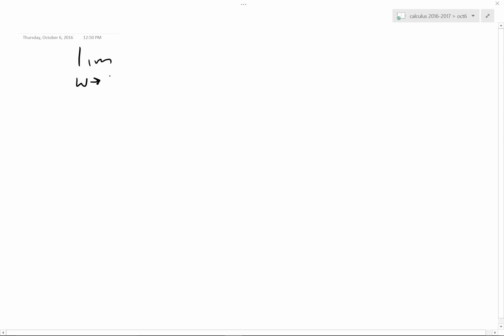The limit as w approaches 7 of the square root of w plus 2, plus 1 over.